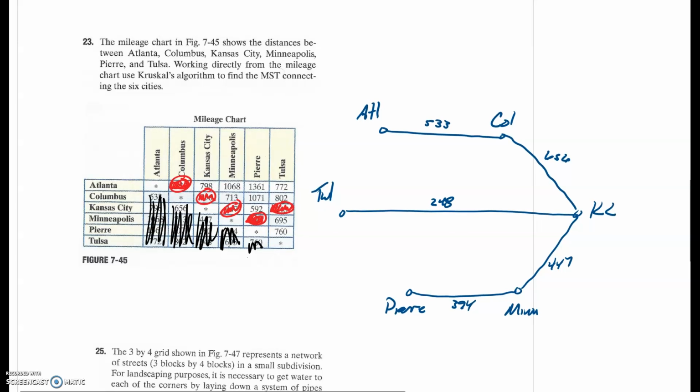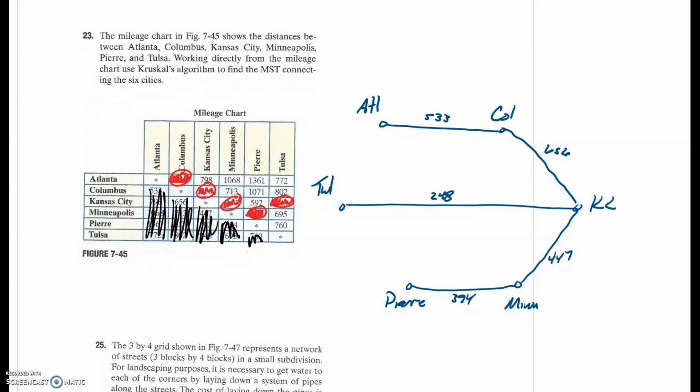Now, a lot of times what you want to do is name the edges. To name the edges, you just go through. First we did Tulsa to Kansas City, and then we did Pierre to Minneapolis, and just go through and name them. You don't really have to do that. If you draw it out for me, that'll be plenty. That's good enough. Okay, so that is creating a minimum spanning tree when you're given a chart.